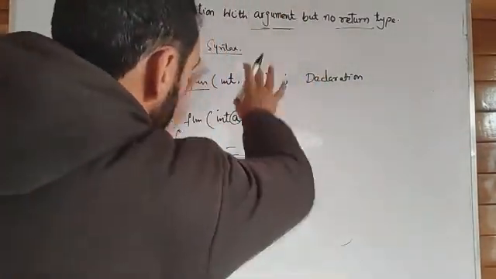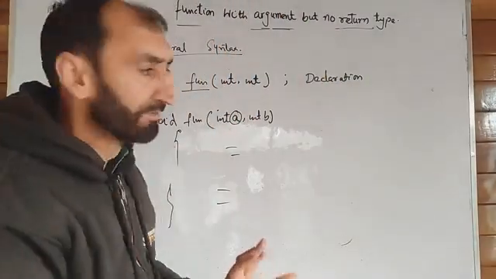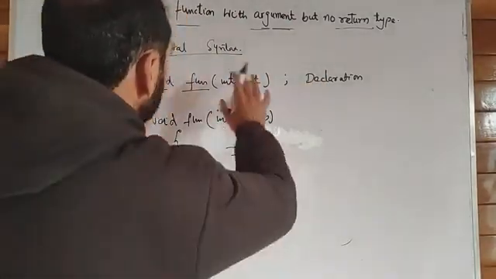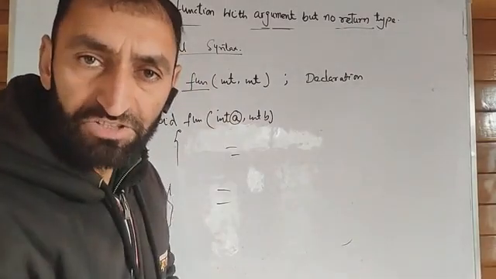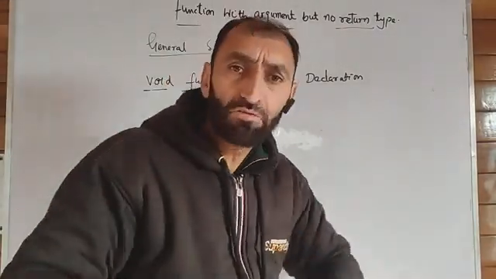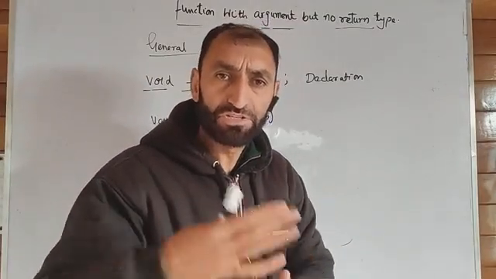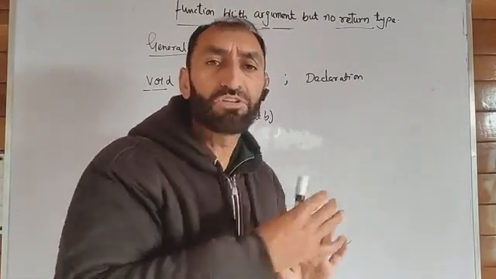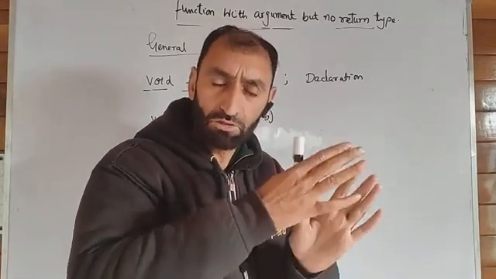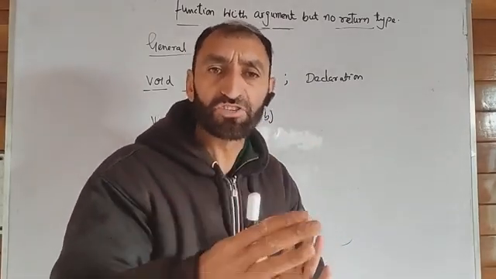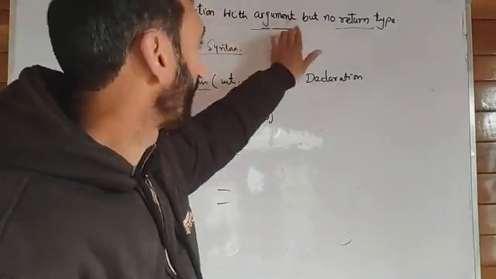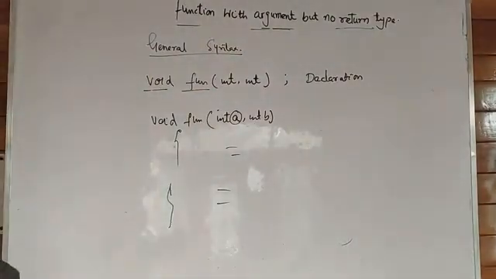So let us write an example, and with the help of an example, we will discuss the working of these types of functions. We will discuss everything regarding these types of functions. For example, suppose here we are going to repeat the same example which we used in the previous video, sum of two numbers. Here we want to calculate the sum of two numbers using functions of this category: functions with arguments but no return type.